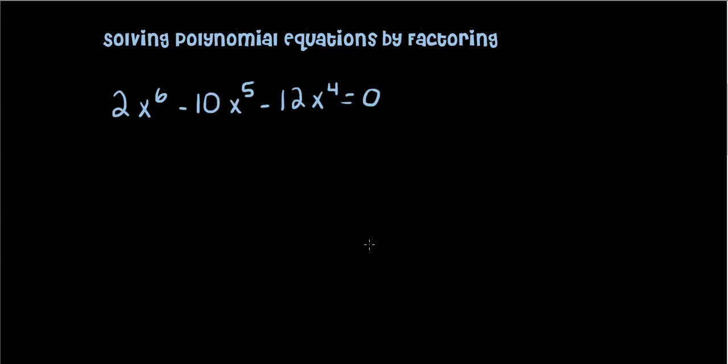We can solve polynomial equations by factoring, and we just have to make the equation equal to 0, and we're going to use the zero product property that we used when we were solving quadratic equations. So I'm going to start by factoring this. We're going to look for the common factor. Well, the common factor is going to be 2x to the fourth. So then inside of the parentheses is going to be x squared minus 5x minus 6.